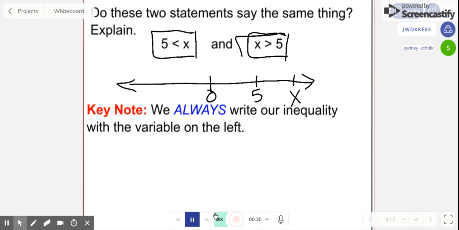Well, if we looked at this one, it's saying the same thing. X is greater than 5, and we see that on the number line because x is to the right of 5. So we always write our inequality with a variable on the left. So we wouldn't want to write it like this. We'd actually flip it around so it looks like this. Now what that means is if the inequality symbol is opening up to the x, we still have to keep it opening up to the x when we flip it so that the variable is on the left.